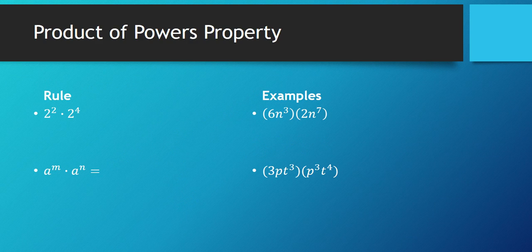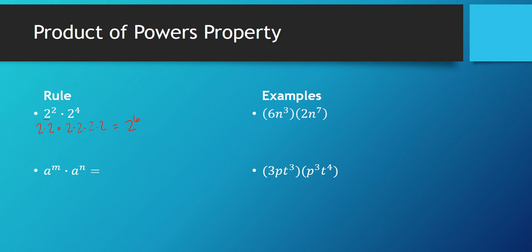So the product of powers property is our first property that we're going to learn. So let's see if we can figure out what the rule is. So we have 2 to the second. Now we just talked about the base. The exponent tells us how many times to write that out. So it would be 2 times 2 times 2 to the 4th would be another 4 2's. So really that's 6 2's. So if I really wanted to write that as an exponent again, it would be 2 to the 6th power.